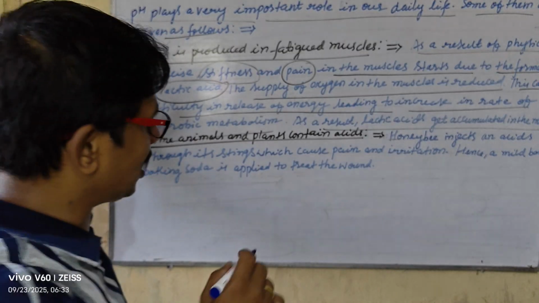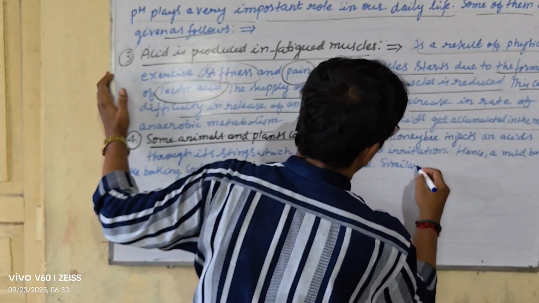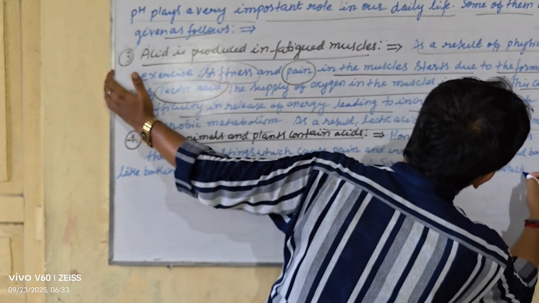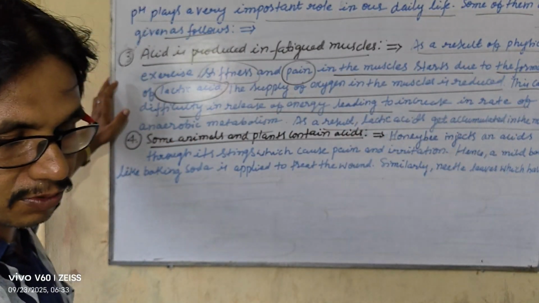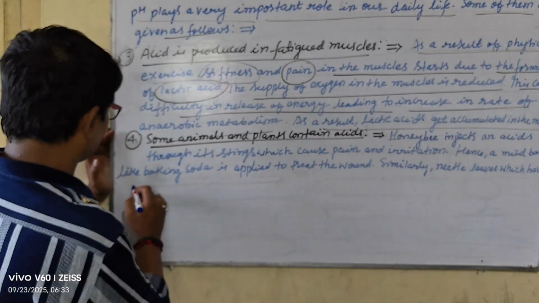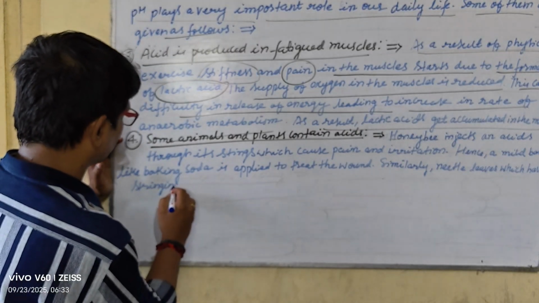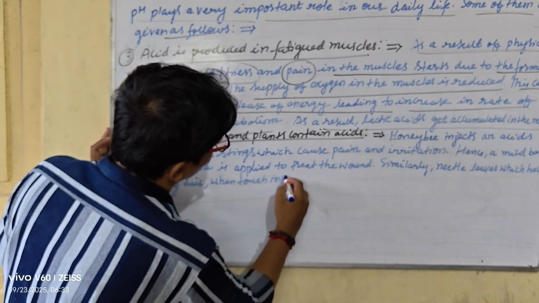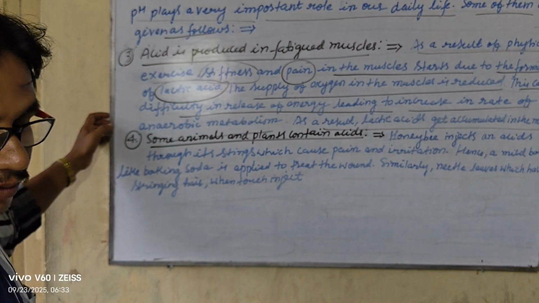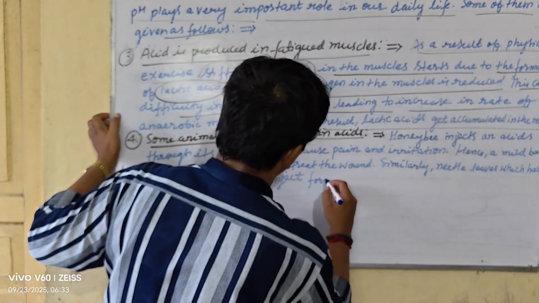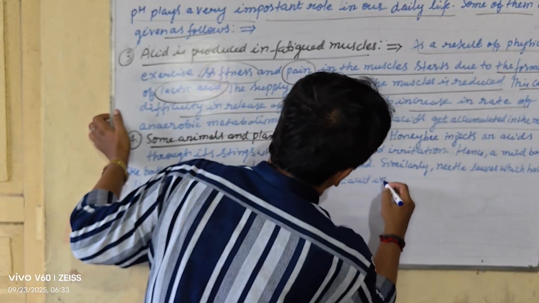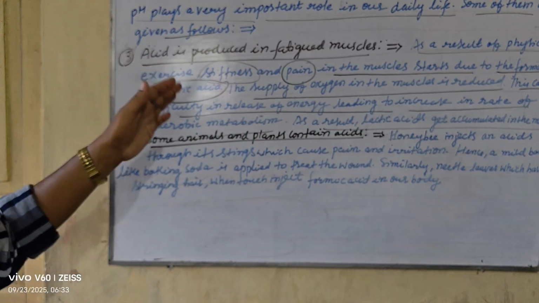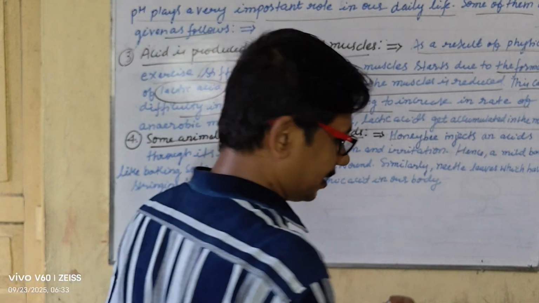Similarly, nettle leaves, which have stinging hair, when touched, inject formic acid into our body. This causes a burning pain.